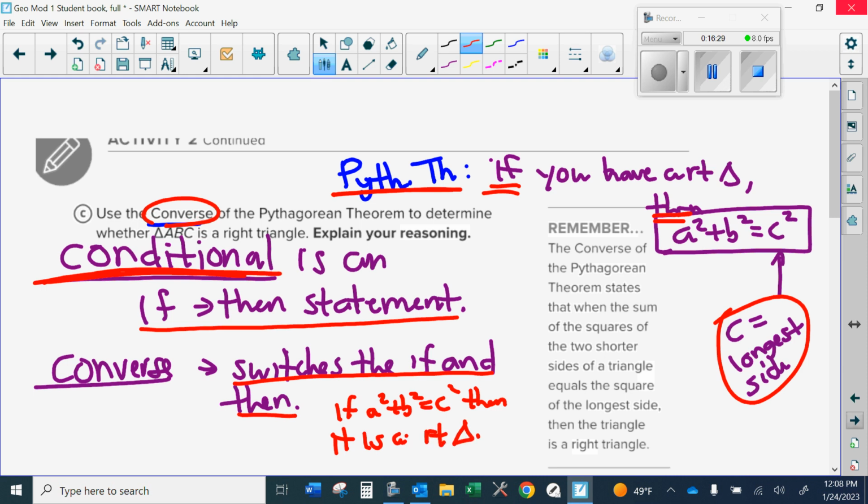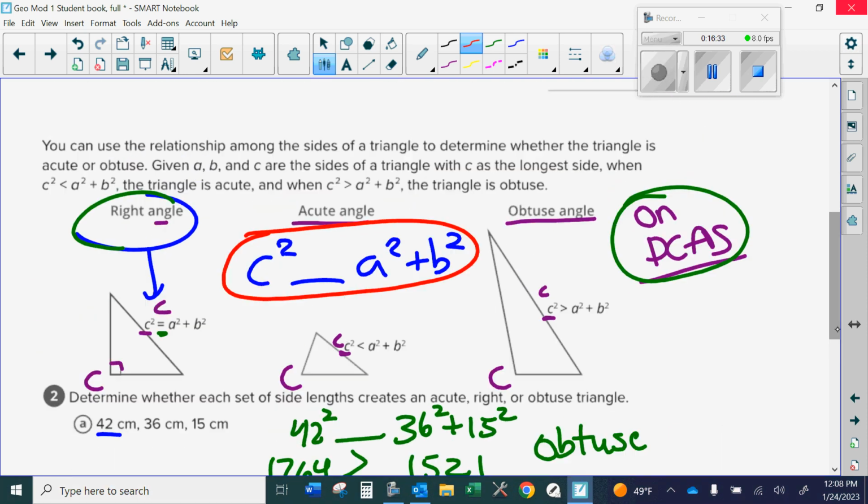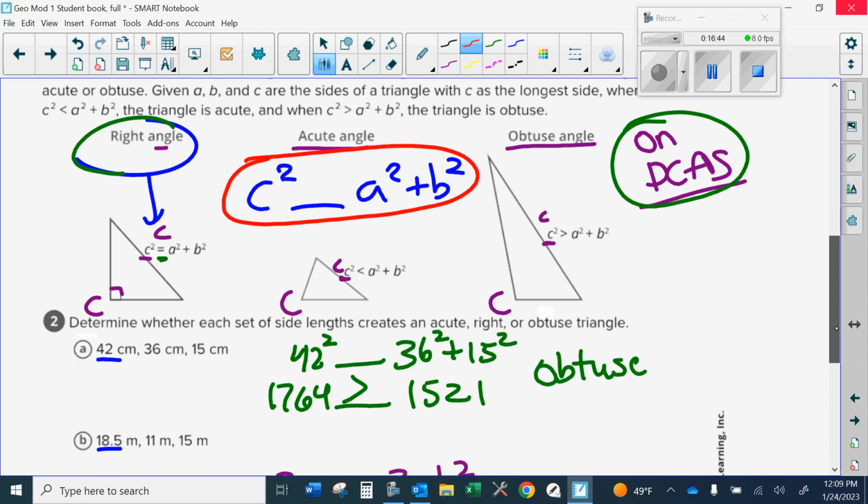Okay, that's the converse. Converse means switch the if and the then. All right, now we're getting into types of triangles as well, whether it's a right triangle, acute, or obtuse. These are on the DCAS, as it says right there. You'll have one of these. And you think of it as like the Pythagorean theorem.